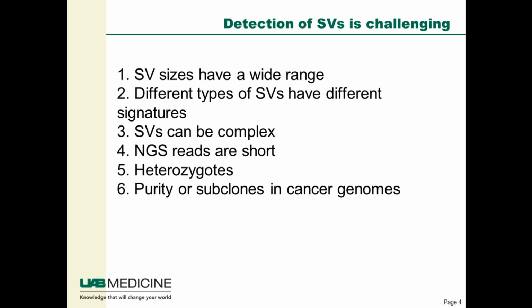And NGS reads are usually very short, 100 or 120 or 150 base pairs. Structural variation breakpoints embedded in the short reads are usually very difficult to align to the reference genome. Structural variations can be heterozygous, which makes the useful reads rare. In cancer genomics, the purity or subclones of the tumor sample can make the useful reads even rarer.